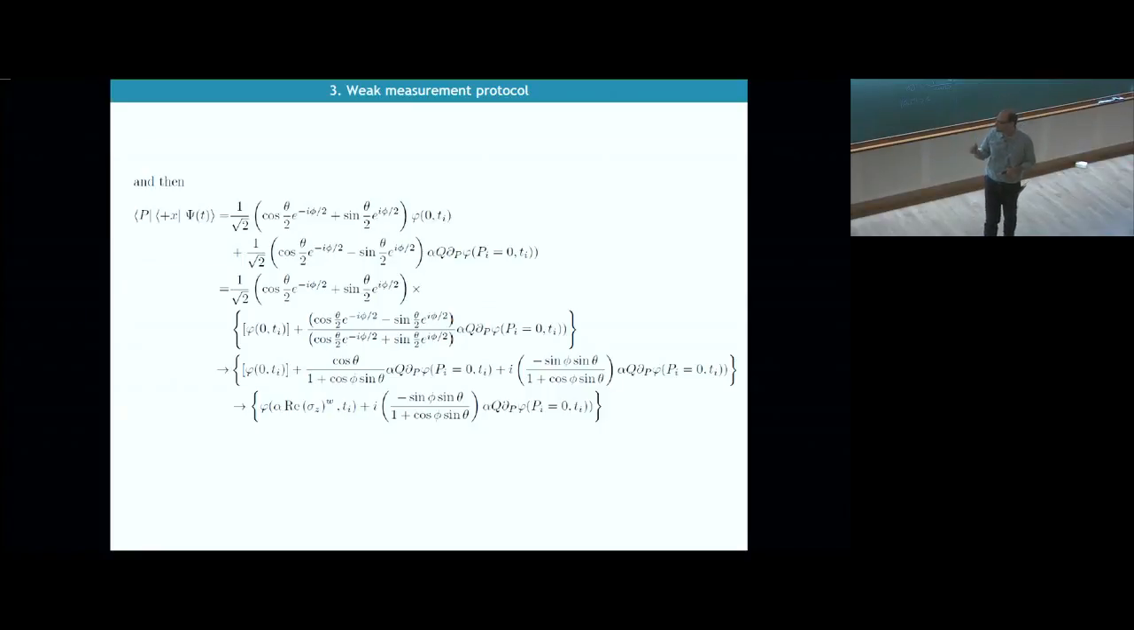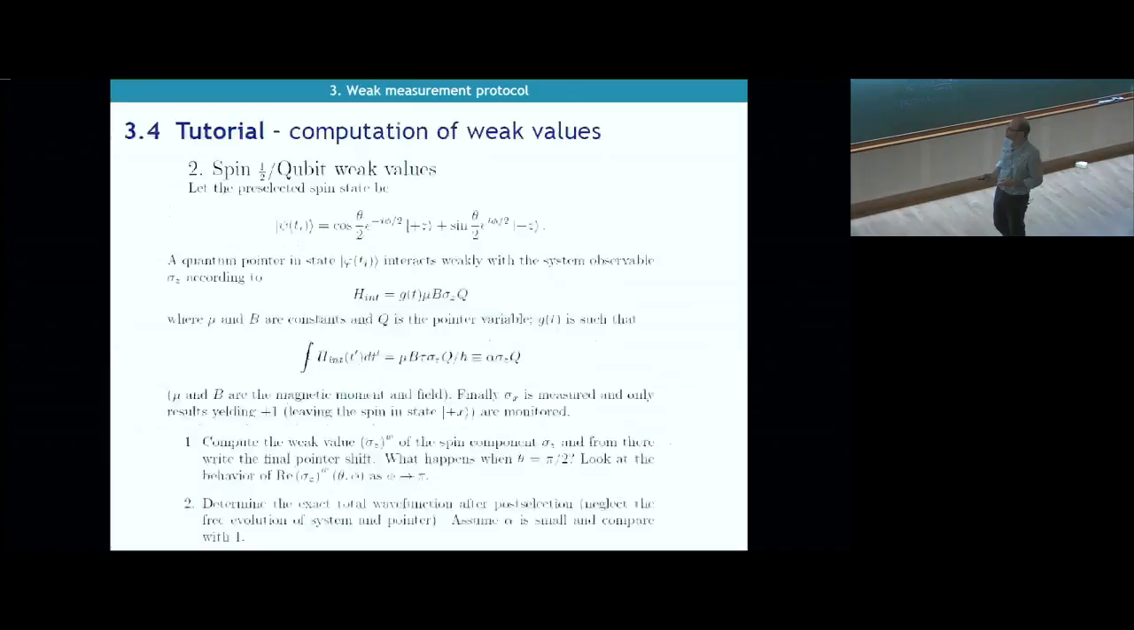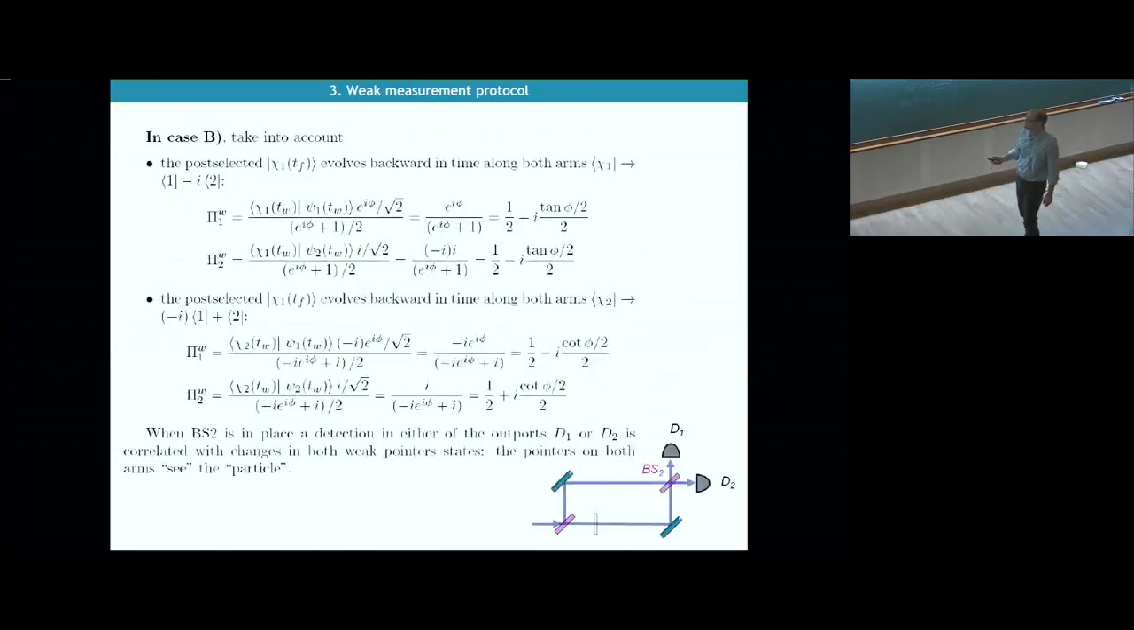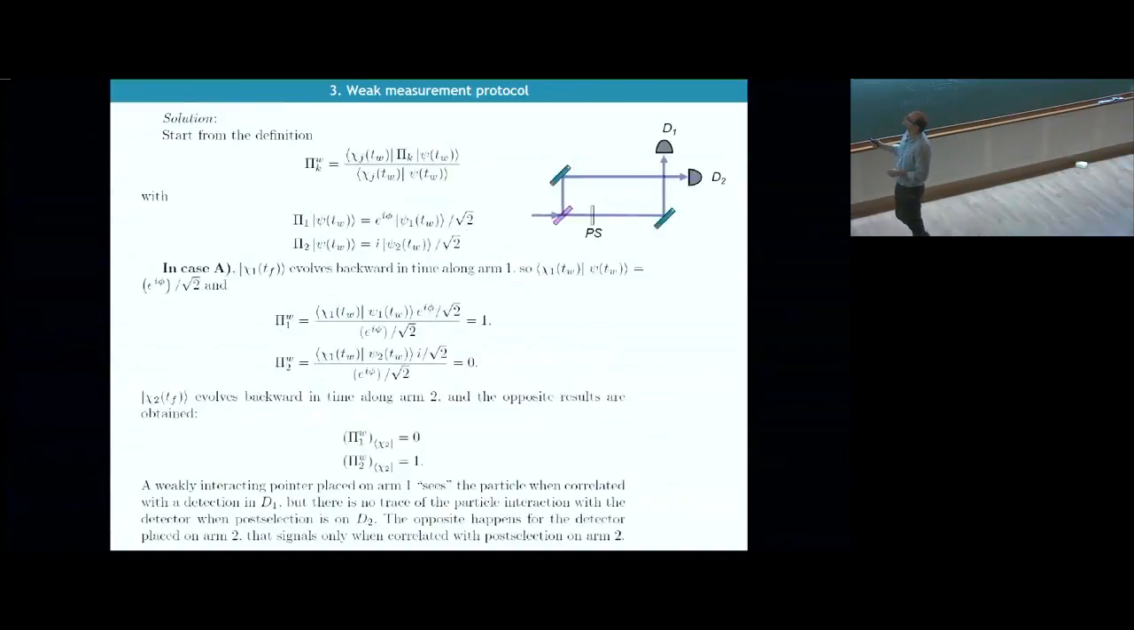And so the examples we saw, I think yesterday, were pretty consistent: when we selected, for example, on D1, the weak value was 0 on that range, like 1 here.